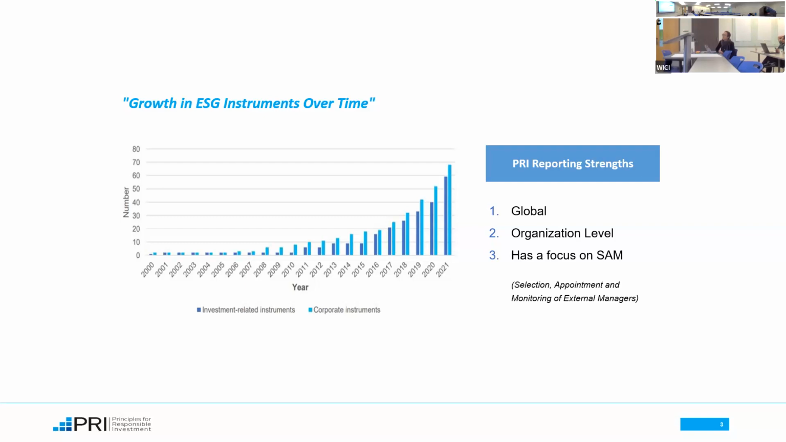It's not just PRI who's creating the data, it's others too. There's a lot of information now coming out. The only things I'll focus on for context is PRI is global. So it's the only one that really has a global base of information, and it's organizational level. So it's not, for those who are thinking fund level information, so what is the carbon emissions of this particular fund, that's not what PRI is about. PRI is asking organizational level information. What is BlackRock or Vanguard's overall strategy when it comes to issues such as net zero and related issues?